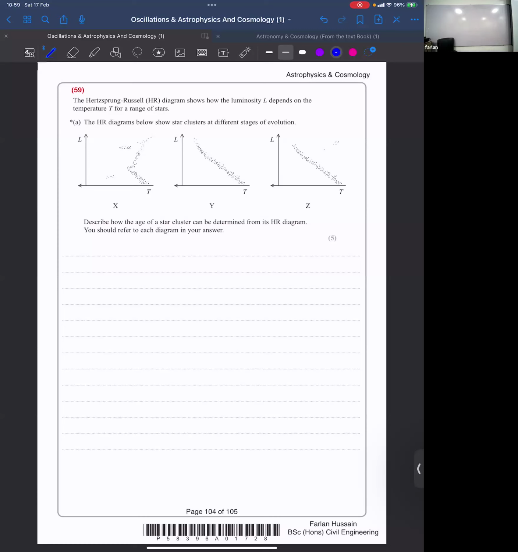You can use the mic. Yeah, sure. You can use the mic. Okay.